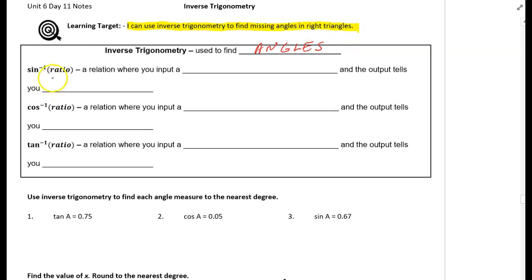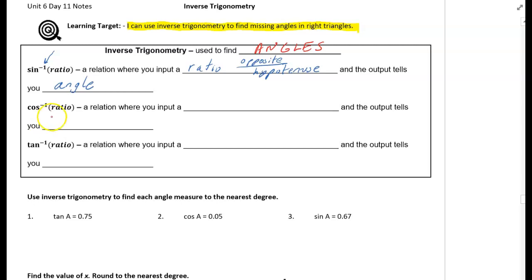So sine inverse, so we read this sine inverse. We don't say sine -1. We read that sine inverse is a relationship where you input a ratio, and remember sine is the opposite over the hypotenuse, and that output tells you an angle.